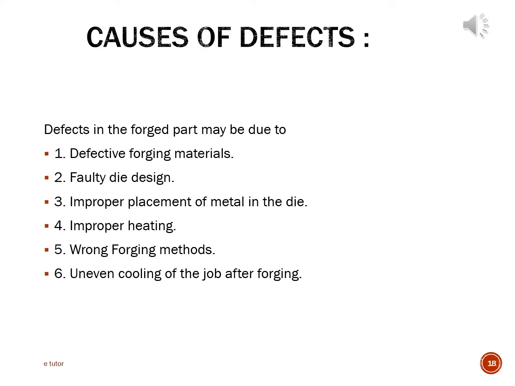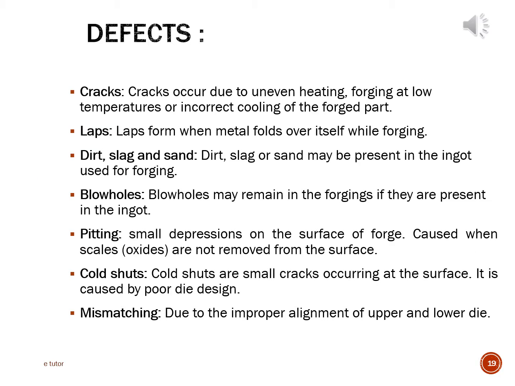What are the major causes of the defects? The defects are caused by defective forging material, faulty die design, improper placement of metal in the die, improper heating, wrong forging methods, uneven cooling of the job after forging. Let's look at what are the defects caused by forging. First is cracks. They occur due to uneven heating, forging at low temperature or incorrect cooling of the forged part.